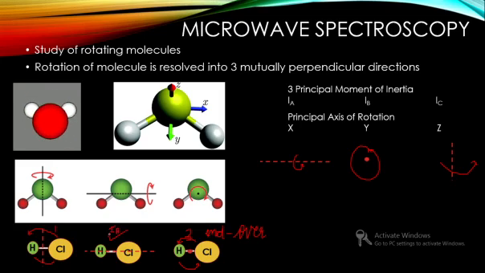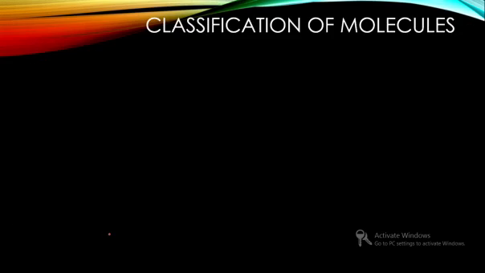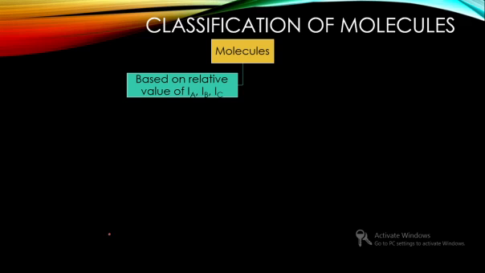Why we are talking about the moment of inertia is that we will be classifying the molecules based on the values of IA, IB and IC, the moments of inertia about the three mutually perpendicular axes. Or you can say it is similar to classifying the molecule on the basis of the shape of the molecule.